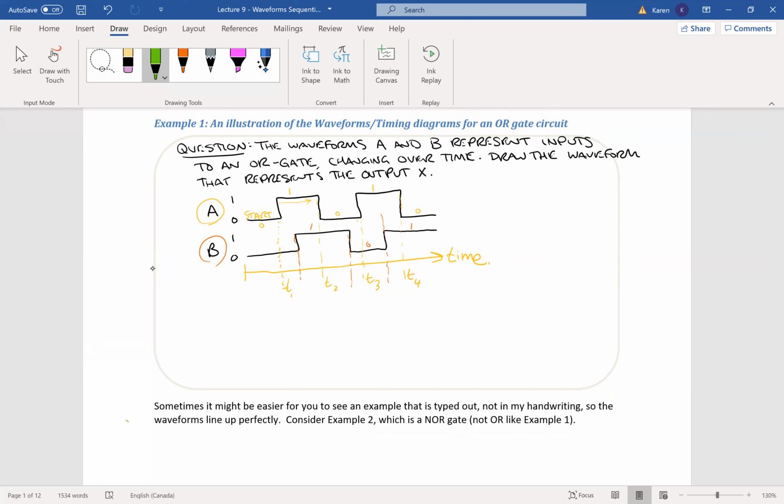So if I were to draw the output, then I basically look at the status at any given time. So for example, here it's 0, 0. So the output is going to be a 0 because it's going through an OR gate. And then at every time something changes, we need to look at it again. Here it's 1, 0, so the output is 1. Here it's 1, 1, so the output is 1. Here it's 0, 1, so the output is 1. So that's the purpose of it, to be able to look at the signal changing over time and then be able to draw the output of the signals changing over time.